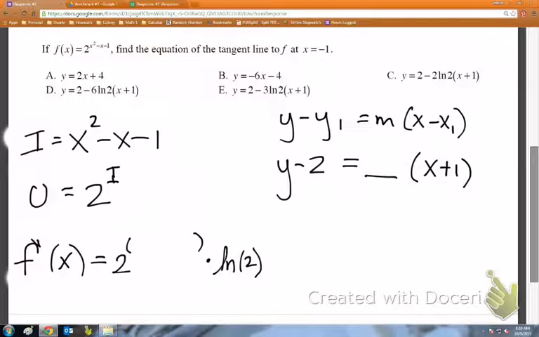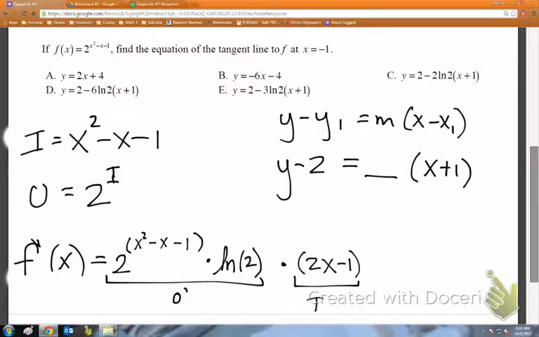So if I rewrite the inside up here, I get x squared minus x minus 1. So that's the derivative of the outside, that's O prime, times the derivative of the inside. So the derivative of x squared minus x minus 1 is 2x minus 1. And that's the derivative of the inside. So we have the derivative of the outside, we have the derivative of the inside. The only thing left to do is plug in our points.